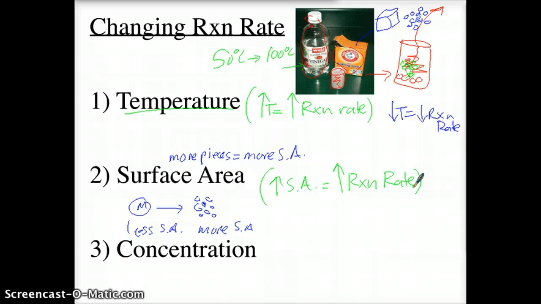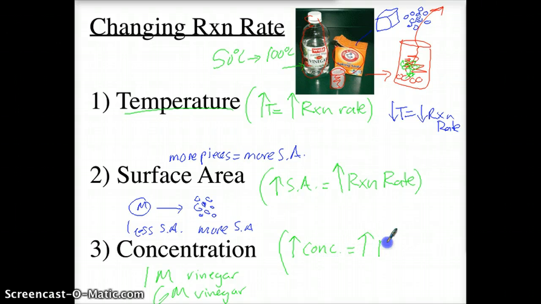Last but not least, what about concentration? Okay? Concentration is essentially the amount that you have. So if you have 1 molar vinegar or 6 molar vinegar reacting with baking soda, which one's going to have a faster rate? Well, again, if you increase the concentration, you are going to increase the reaction rate.